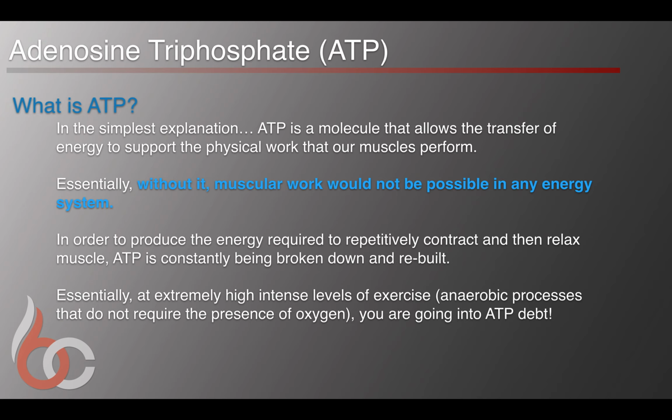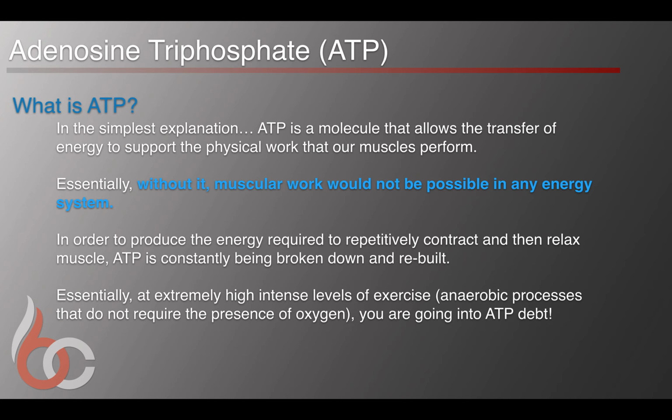So you saw this term in the first module for sure. We didn't really go too deep in terms of trying to explain what it is. ATP, or adenosine triphosphate, at the simplest explanation level possible, is a molecule that allows the transfer of energy to support physical work performed by muscle. Okay, and this is in every energy system. Muscles need ATP to do their work. In order to contract and then relax and then contract again, muscles require ATP.